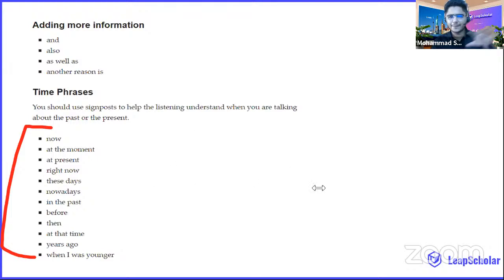Guys, is this clear? Are these two parts clear? Adding more information and time phrases. Anything that is bothering you here? At the moment, I'm attending IELTS class. I have completed masters at present, and I'm going to appear for IELTS. Yes, we can use currently also.